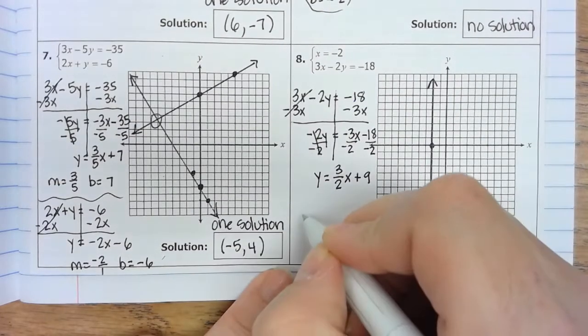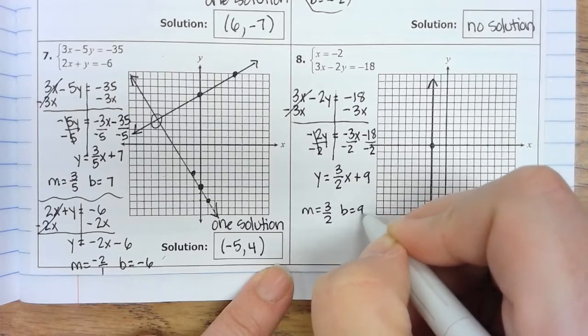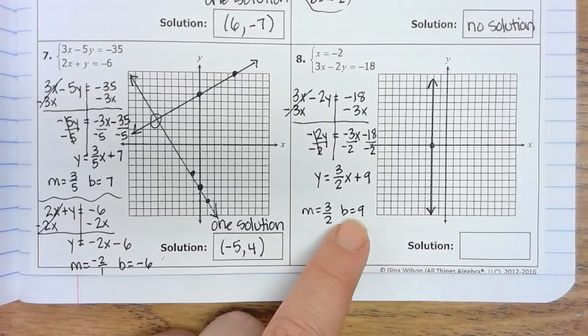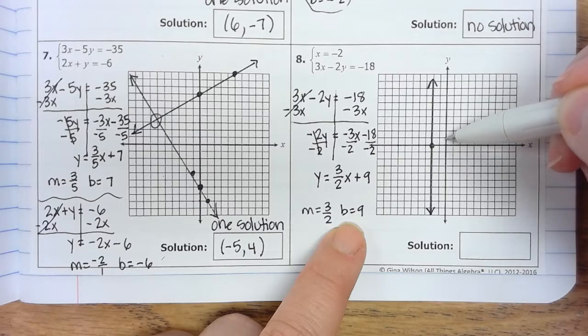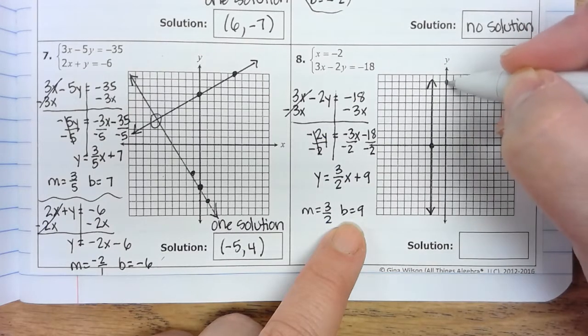Our slope is 3 halves. Our y-intercept is 9. So start with your y-intercept, go to your origin. We're going to count up 9. 1, 2, 3, 4, 5, 6, 7, 8, 9 right there.